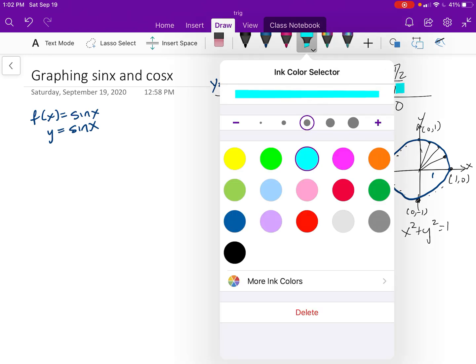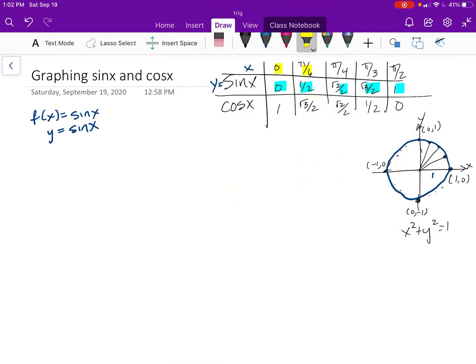I'll go ahead and change this highlighter to a yellow, let's say. So if we were to think of x values ranging from 0 to pi over 2 to begin with, and we are plotting the respective y values that we have from all of those special angles in the first quadrant. Hope that makes sense. If not, let's start by looking at what I'm talking about.